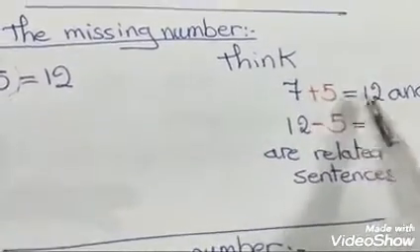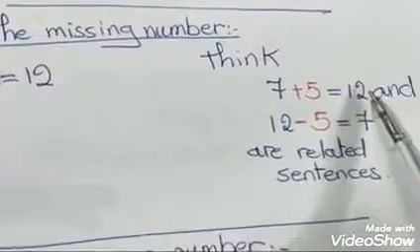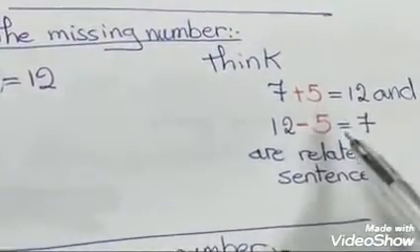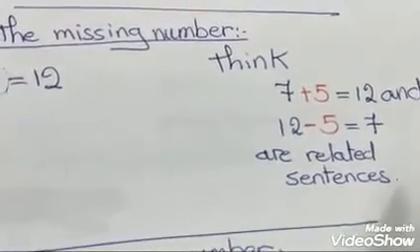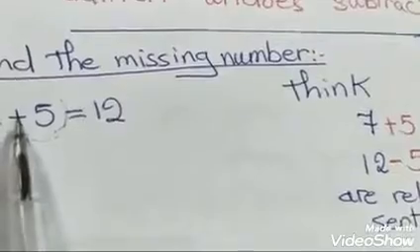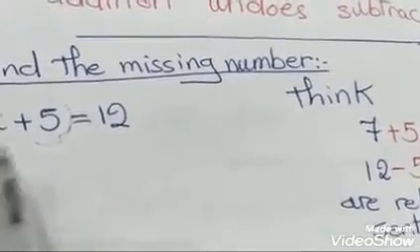So 7 plus 5 equals 12, or 12 minus 5 equals 7, or even 12 minus 7 equals 5. These are related sentences. If I have an addition with a missing number, I have to do the inverse operation to get the missing number.